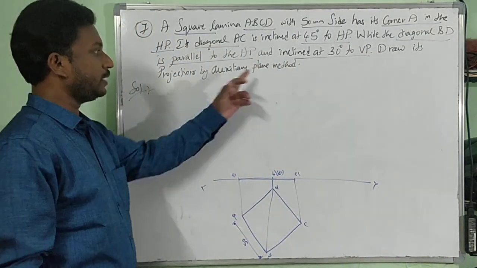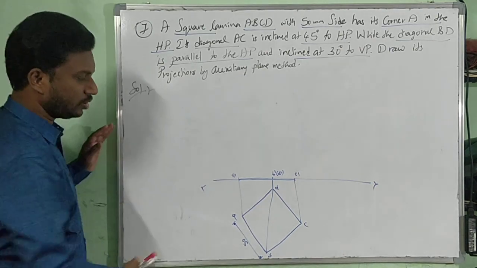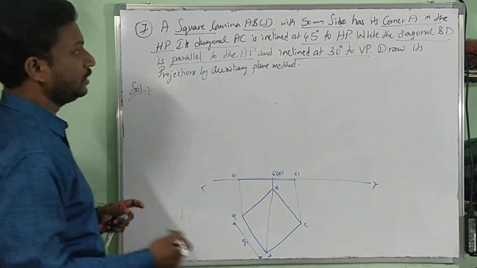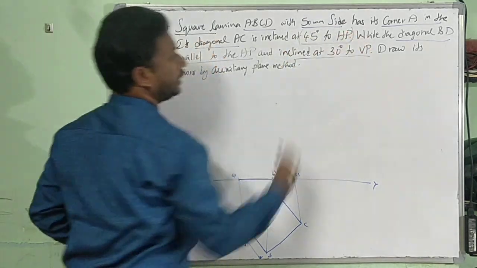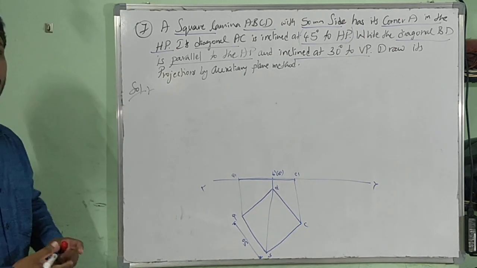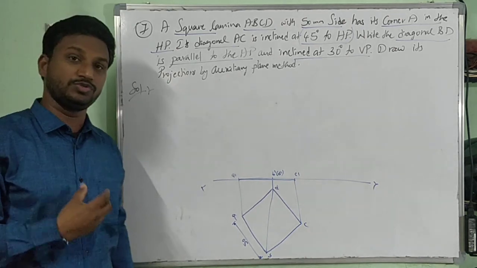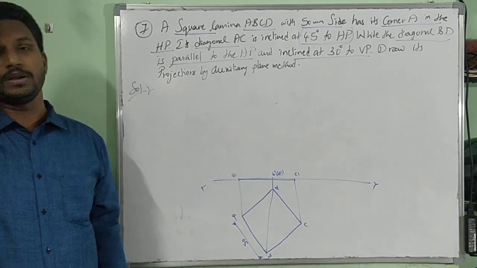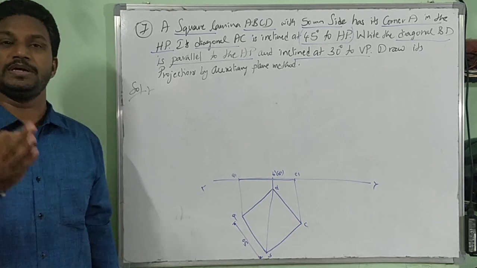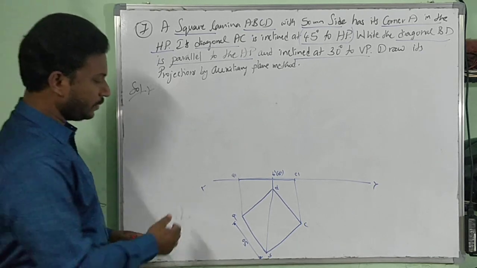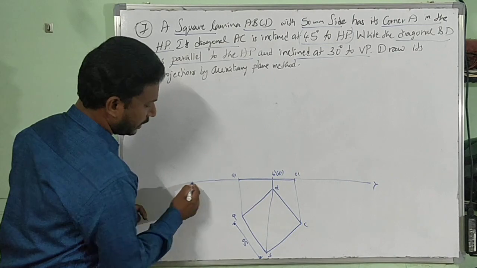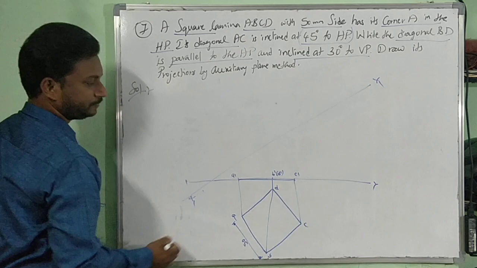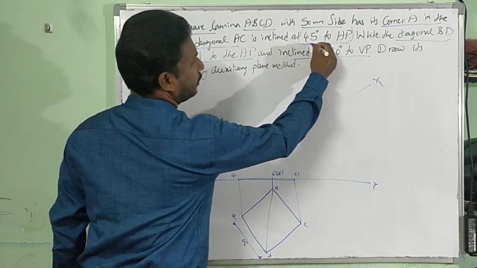Auxiliary plane method means we are supposed to draw an auxiliary plane, right? Which type of auxiliary plane do we have to draw first? We have to draw first the one inclined to HP. What kind of auxiliary plane will be useful when our plane surface is inclined to HP? Inclined to HP and perpendicular to VP is the auxiliary inclined plane. Whatever the XY line is, we will draw X1, Y1 at an angle of 45 degrees.